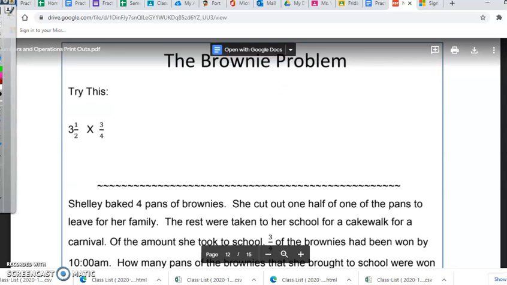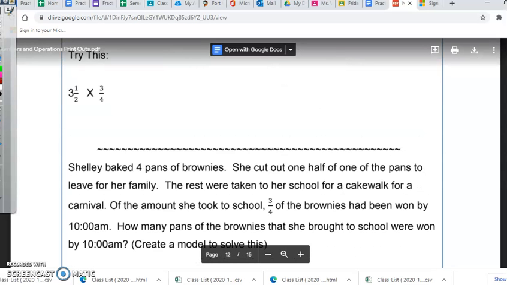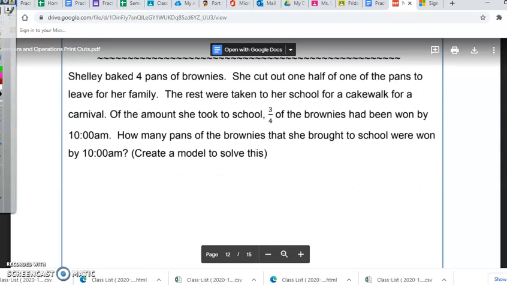Okay, so now we are actually going to solve a related problem. This says, Shelley baked 4 pans of brownies. She cut 1/2 of one of the pans to leave for her family. The rest were taken to her school for a cakewalk for a carnival. Of the amount she took to school, 3/4 of the brownies had been won by 10 a.m. How many pans of brownies that she brought to school were won by 10 a.m.?